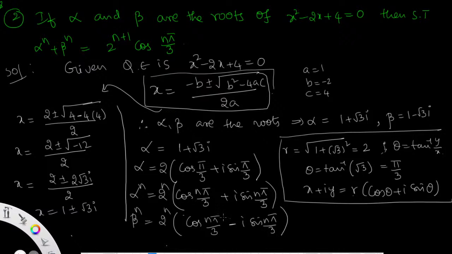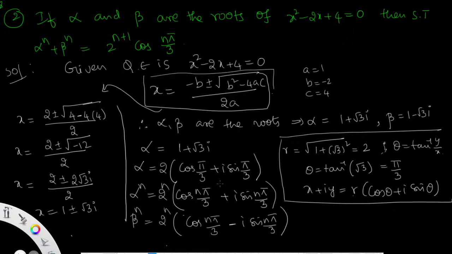Just replace plus by minus, because this is 1 plus root 3i, this is 1 minus root 3i. So alpha power n is 2 power n into cos n pi by 3 plus i sin n pi by 3. Beta power n is 2 power n into cos n pi by 3 minus i sin n pi by 3. Then adding the two, why? Because alpha power n plus beta power n. By adding, the sin term will be cancelled, then 2 power n is common, 2 times cos n pi by 3, that is 2 power n into 2, nothing but 2 power n plus 1 into cos n pi by 3.